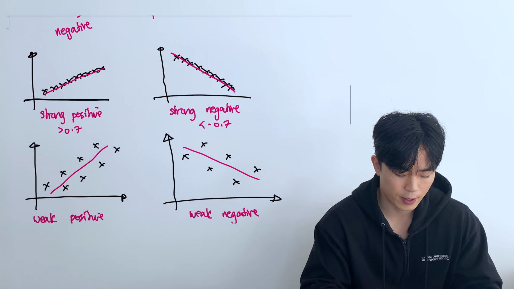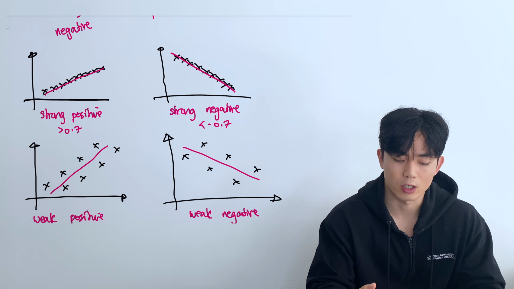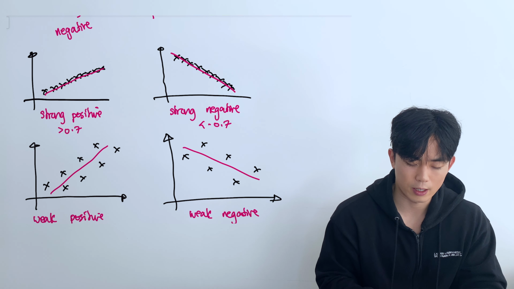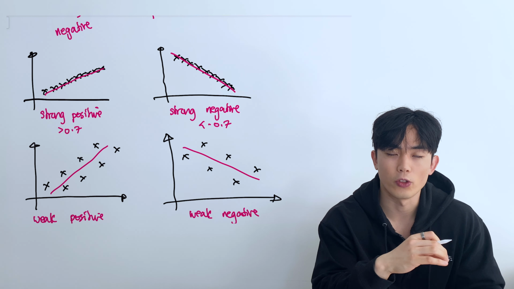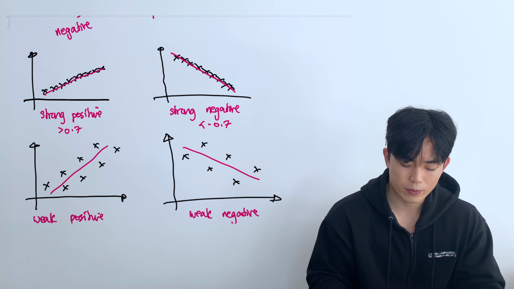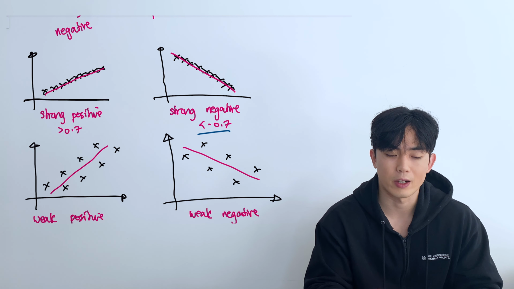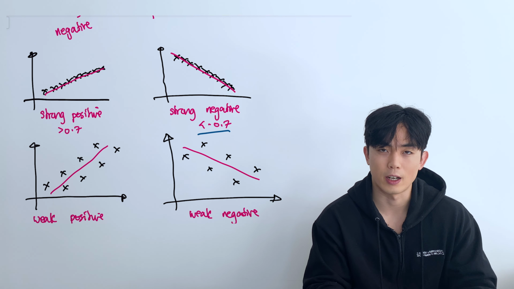As you can see here, if it's roughly bigger than 0.7, then we call it a strong positive correlation. You can see that the x marks are mainly on the line, very close to the line. If it's less than -0.7, then we call it a strong negative, and once again, the x points are very close to the line.